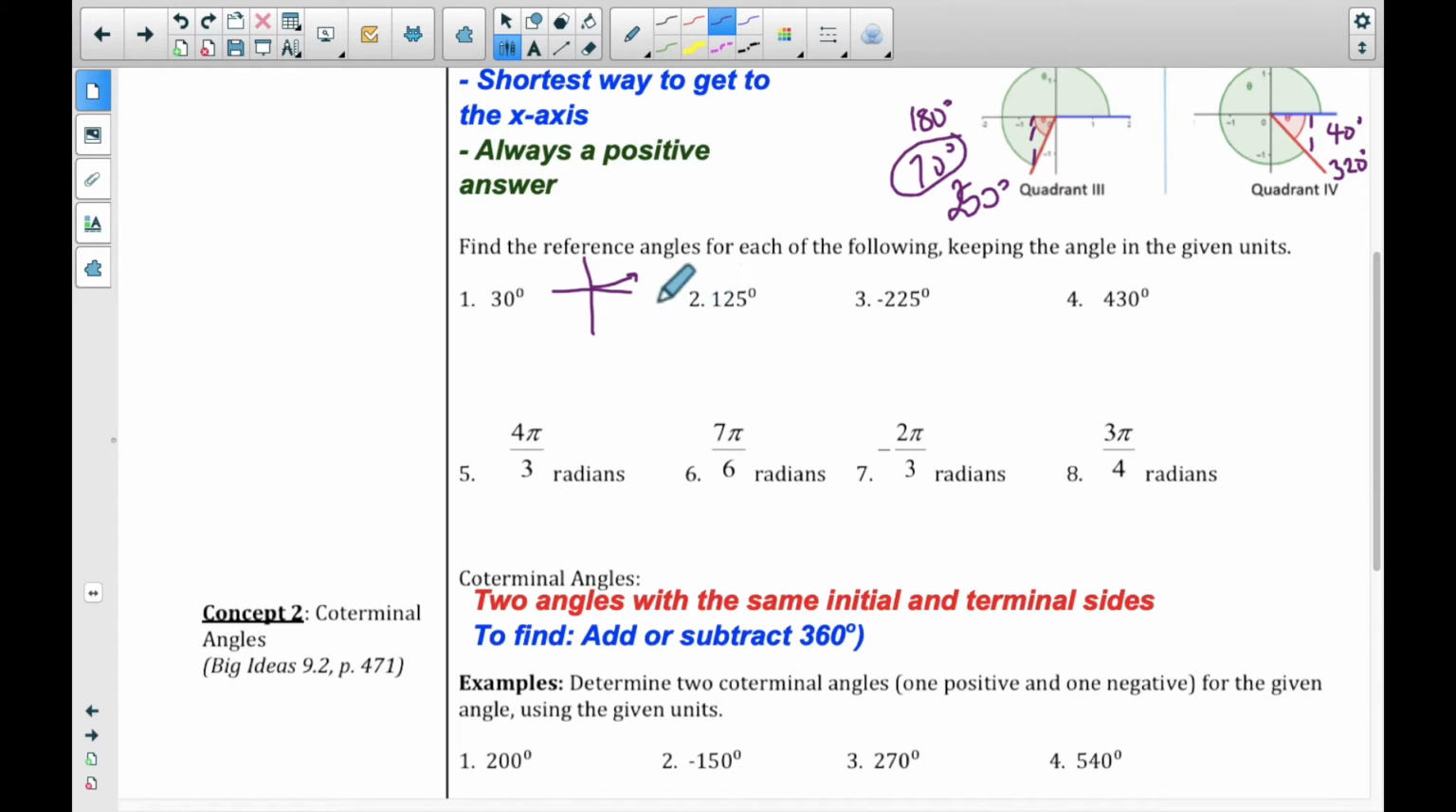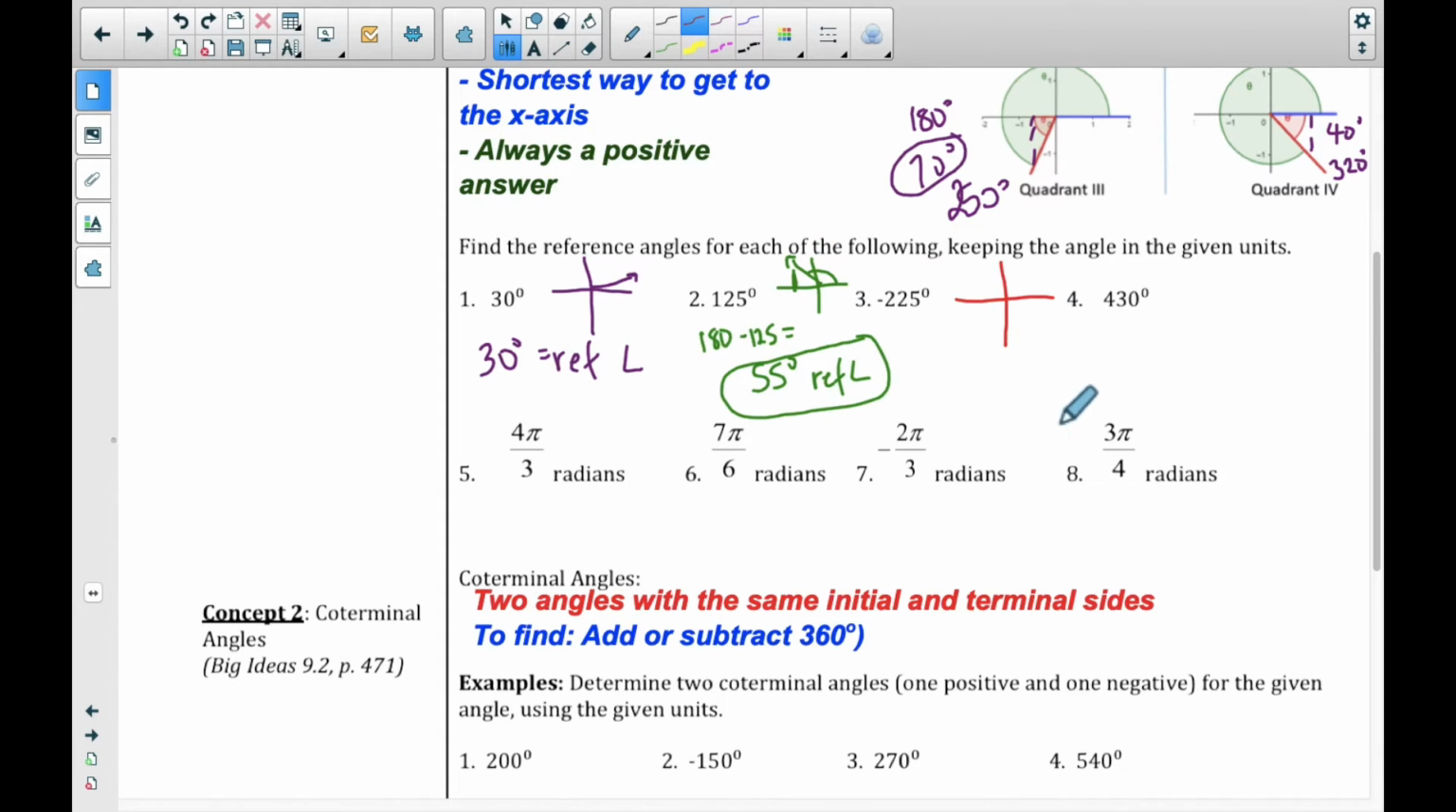If this is my 30-degree angle, the shortest way to the x-axis is 30 degrees. Okay, 125 degrees, where is that? Well, here's 90, here's 180, so it's somewhere between there, right? If that is 125 degrees, how far away from the nearest x-axis is it? Well, what's 180 minus 125? All right, that's going to be a 55-degree reference angle, because that's the shortest way to get to the x-axis. We're always going to the x-axis.